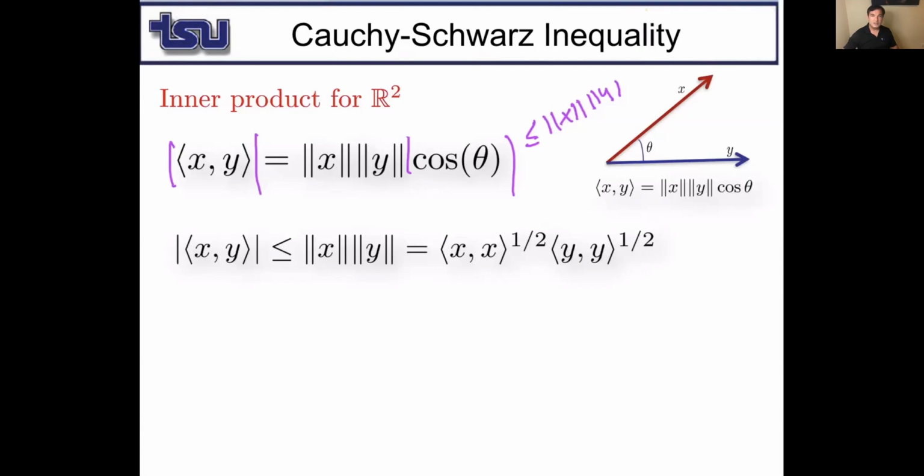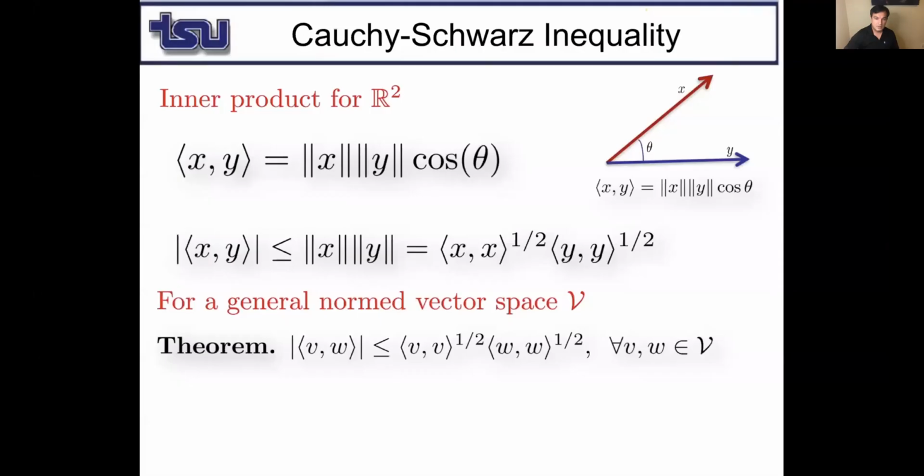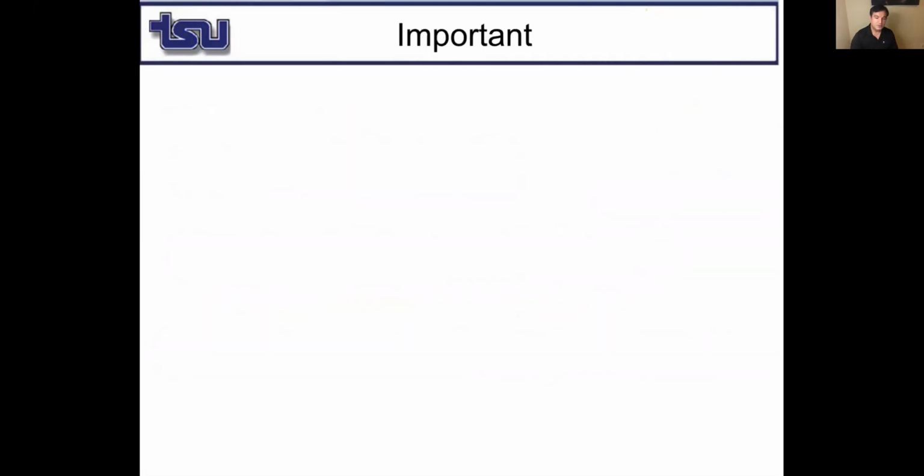And there is a little bit of delay in videotaping this, so I'm going to, all right, so that's the Cauchy-Schwarz inequality for normed vector space V.